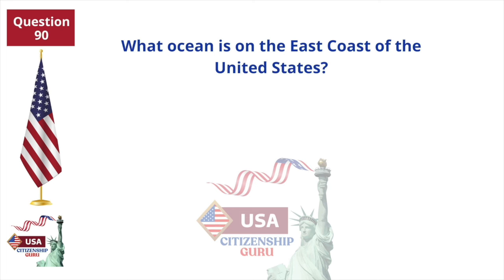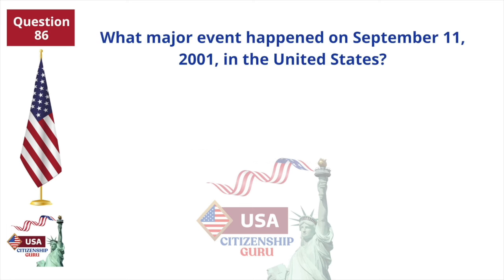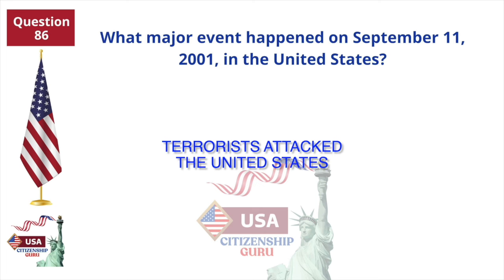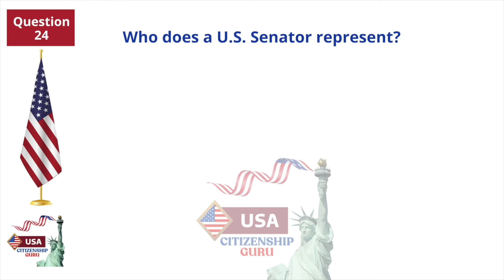What ocean is on the east coast of the United States? Atlantic Ocean. What major event happened on September 11, 2001 in the United States? Terrorists attacked the United States. Who does a U.S. senator represent? All people of the state.